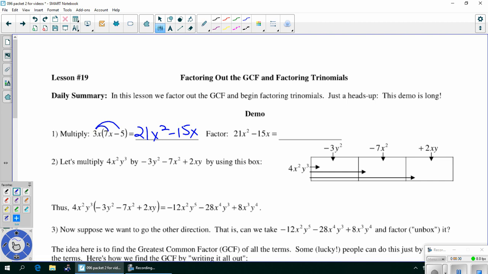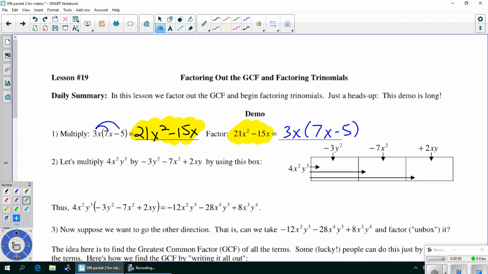And the next part of this says factor 21x squared minus 15x. So we have not used the word factor in this context in this class up until this point, but 21x squared minus 15x is simultaneously the question we're asked to start with here and our answer to the previous problem. And I will tell you that the answer to the factored version of this 21x squared minus 15x is just what we started the previous problem with, 3x times 7x minus 5.